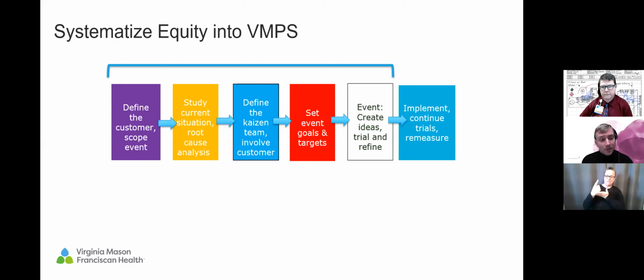In studying the RPIW process, we found that there were 6 components to the workshop process. They are defining the customer and the scope of the event, understanding the current situation, defining who's going to be on the team, both the planning team and the team who does the work, who's going to set the goals and targets, the event itself, and then implementation. For this workshop, we focused on just the first 5 cycles of work.